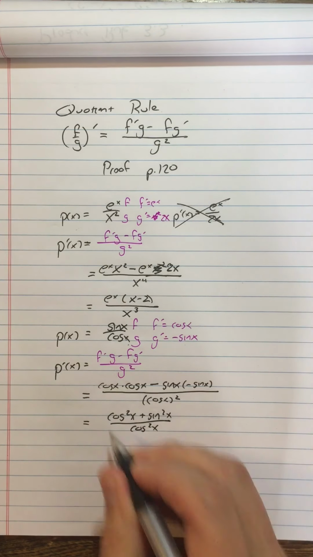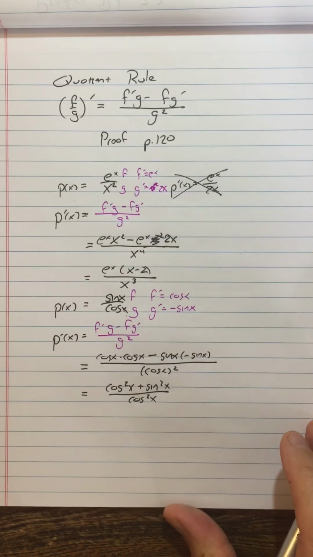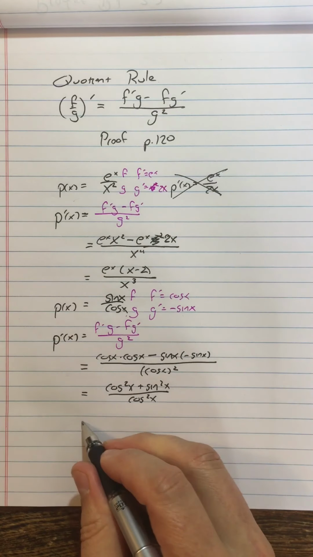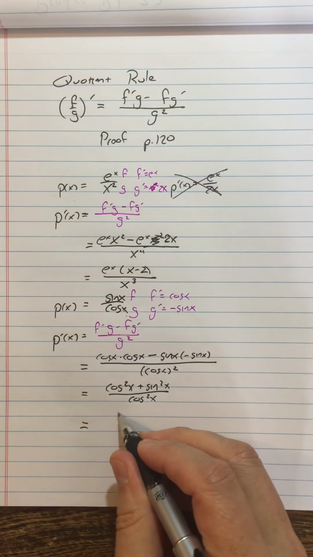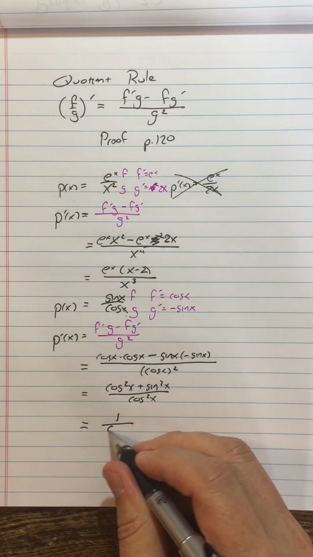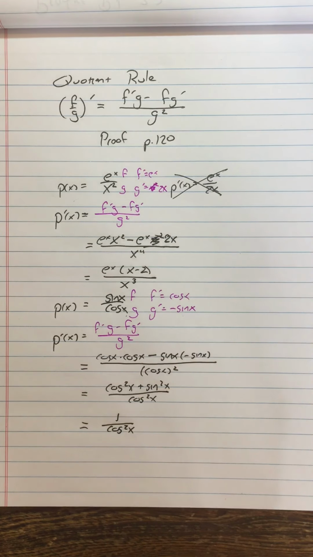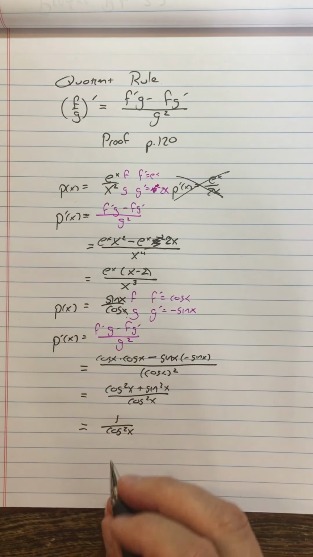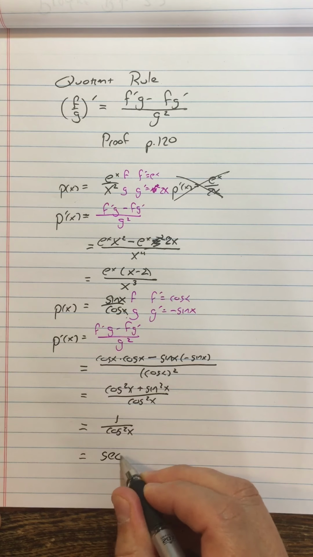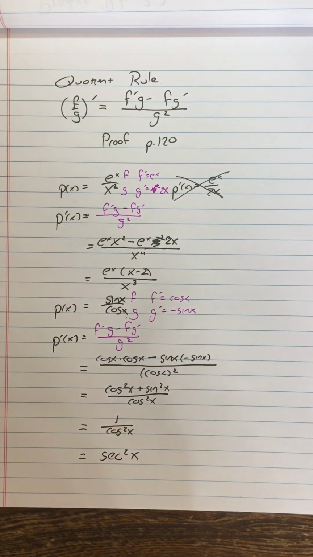Okay, what should I do to simplify this? Cosine squared plus sine squared is 1. You should always recognize that. So I have 1 over cosine squared. What's 1 over cosine squared? Give me a reciprocal function. It's secant squared.